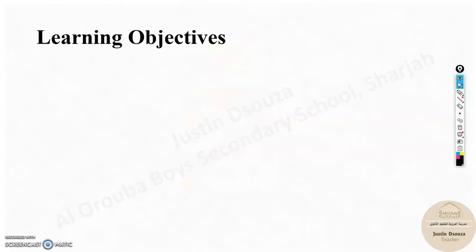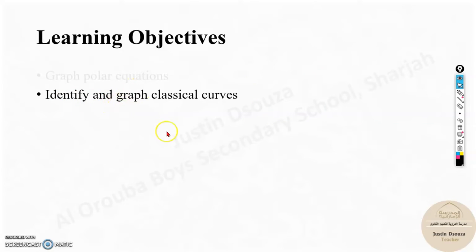The learning objectives of this lesson are graphing polar equations. It is very simple and straightforward. By table of values, you plot the points and graph. And the second objective is to identify and graph classical curves. Classical curves are a special type of curves which we'll come across in this lesson.